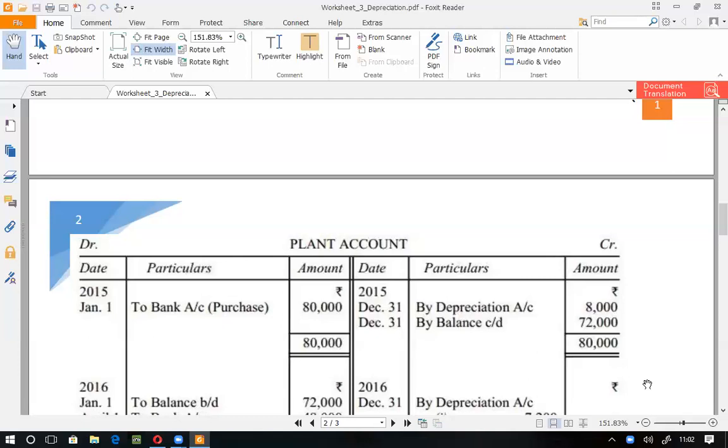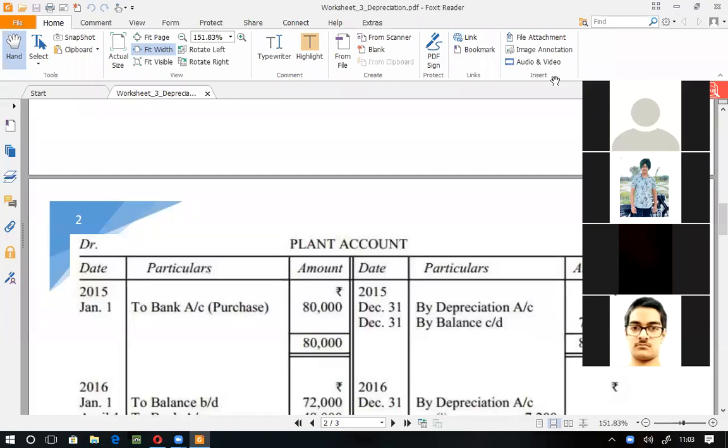Kamaljeet, Abhinav, Nonid, Nav, Gurvinder.